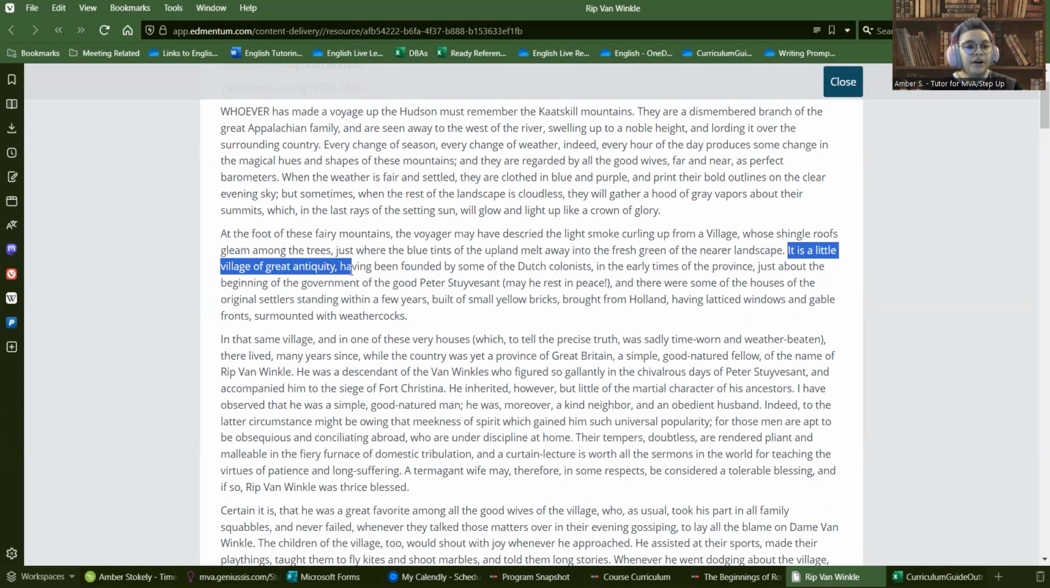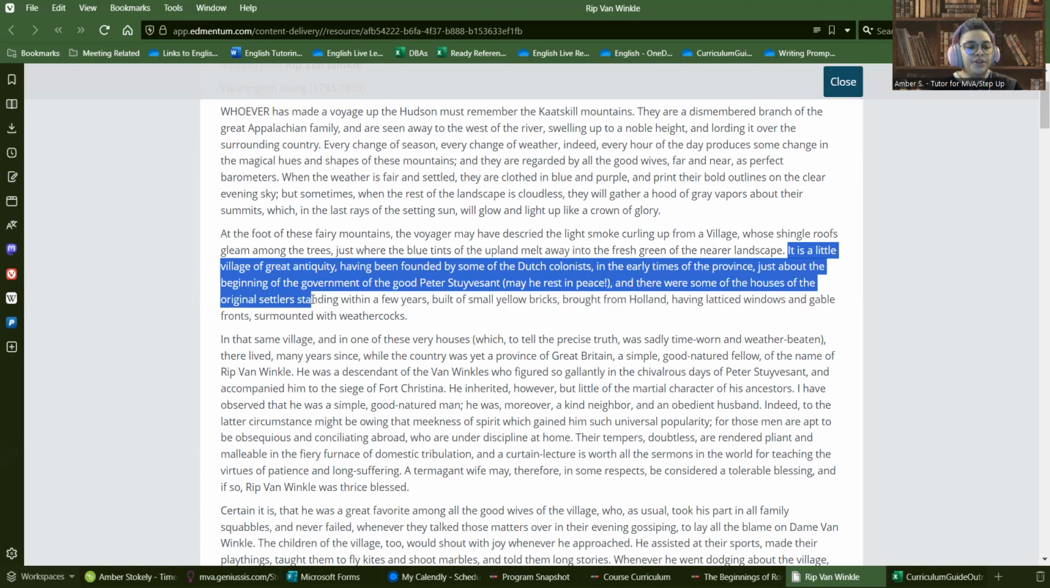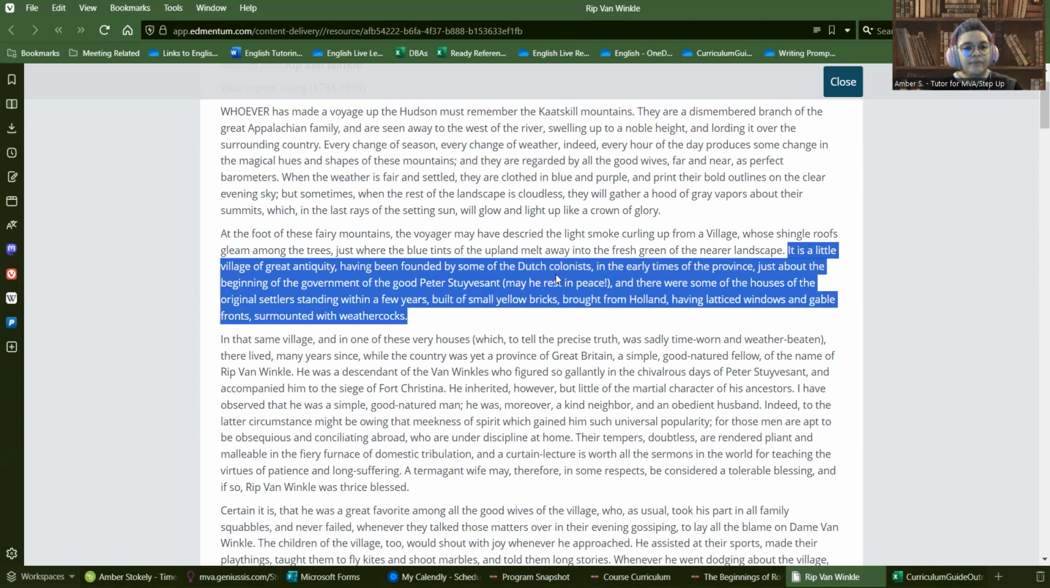So it's been there for a while, having been founded by some of the Dutch colonists in the early times of the province, just about the beginning of the government of the good Peter Stuyvesant. May he rest in peace. So obviously the person who wrote this thinks highly of this person. And there were some of the houses of the original settlers standing within a few years, built of small yellow bricks, brought from Holland, having latticed windows and a gable front surmounted with weathercocks.